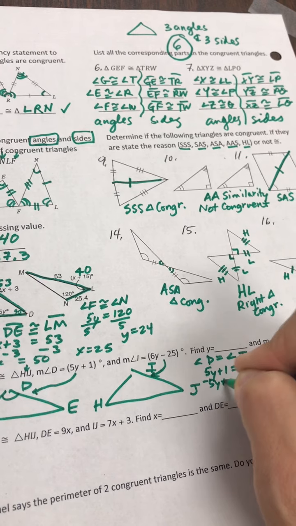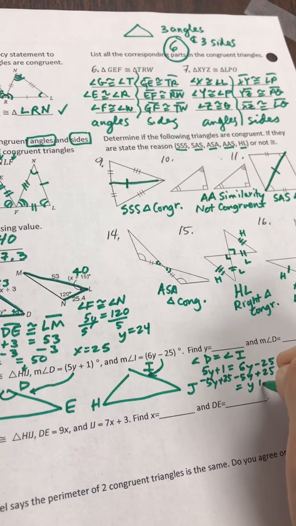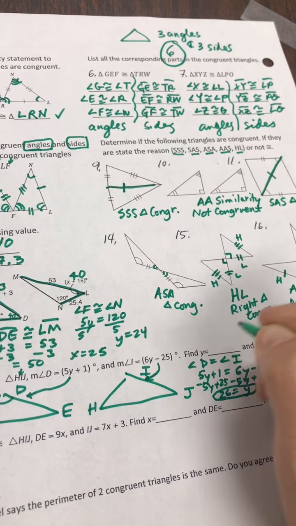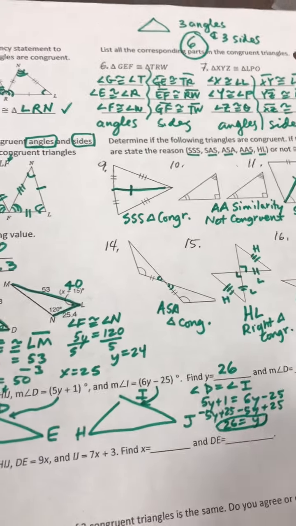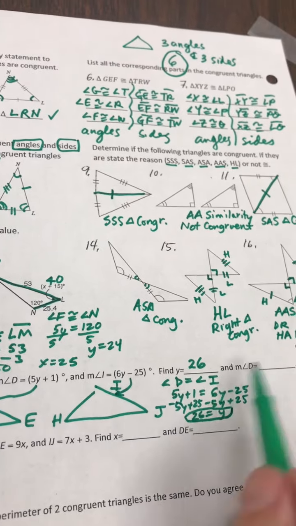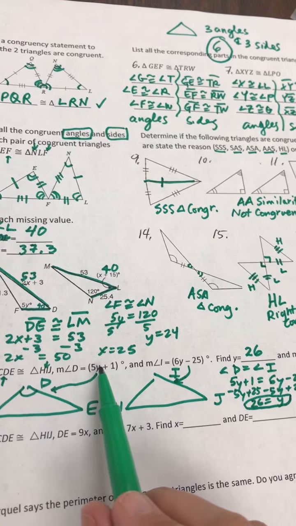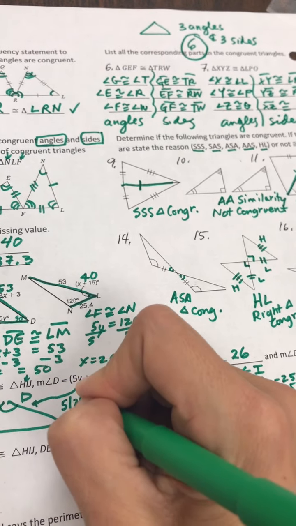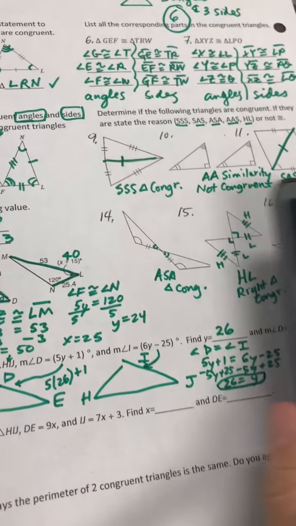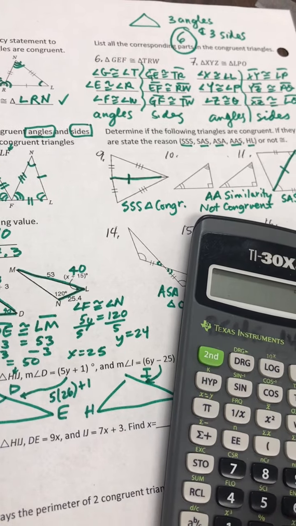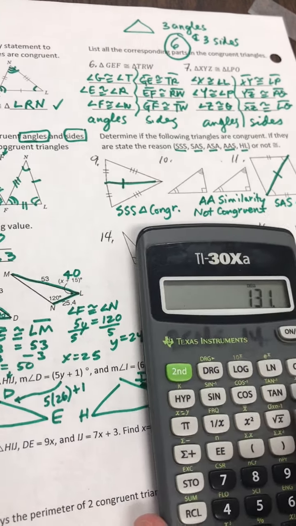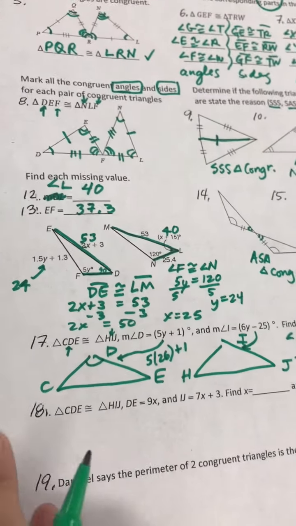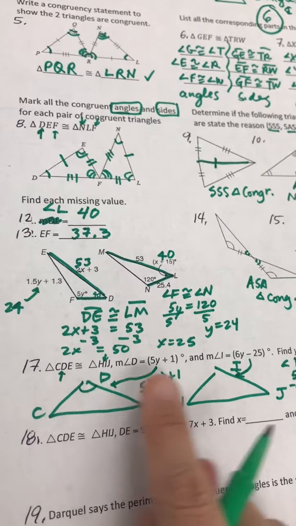Plus 25, we get y is 26. Now that we know what y is, we can solve for the measure of angle D. If y is 26, then 5 times 26 plus 1 will give me the measure of angle D. Okay, so I get 131. All right. Next question. Still, same picture.